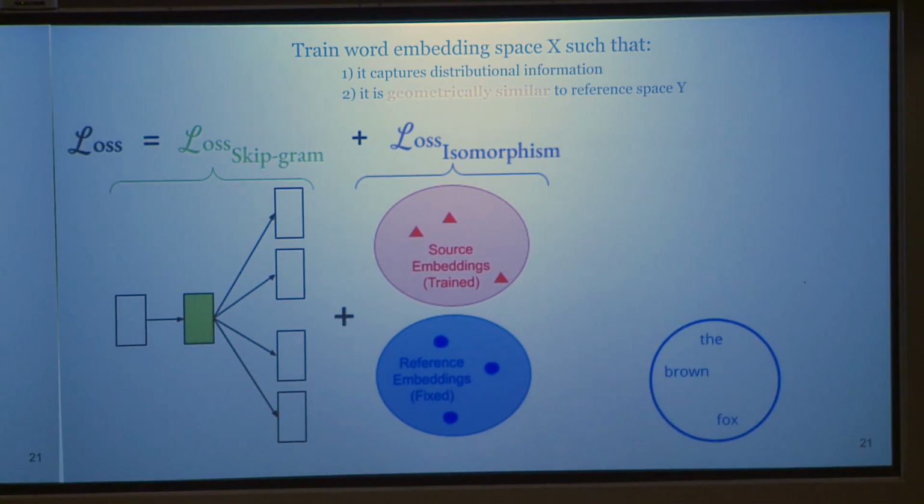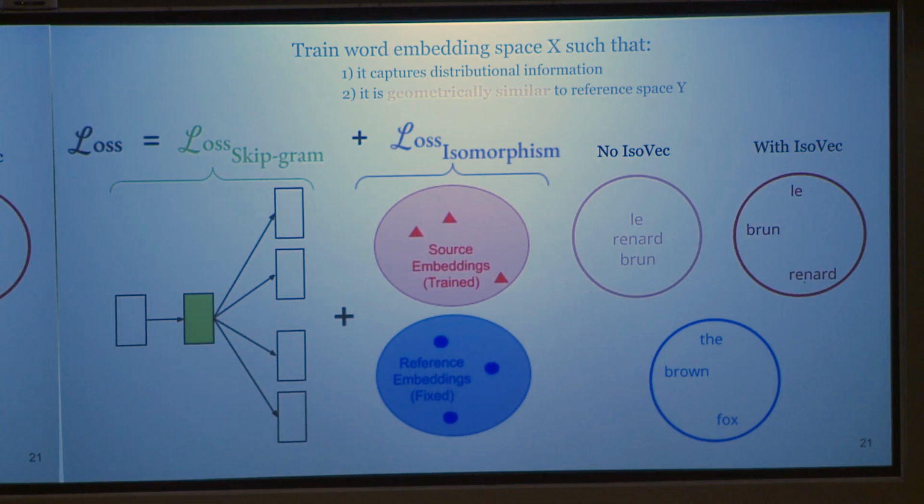So imagine that our fixed reference embedding space looked like this in blue. Without IsoVec, maybe you'd induce this geometry. And with IsoVec, our goal would be to induce a better geometry. In the IsoVec paper, we explore 3 different isomorphism losses, 3 supervised and 2 unsupervised.